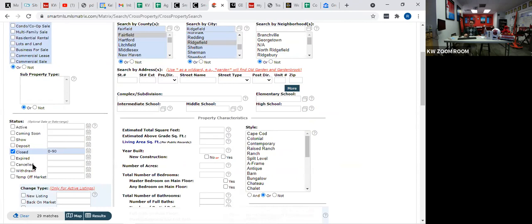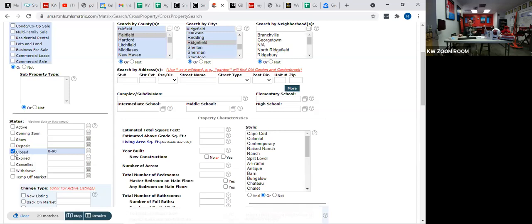29 divided by 3 is 9 2/3, right? 9.67 homes per month. So again, that's the quick calculation for absorption rate. So in the $600,000 to $800,000 price category in Ridgefield, in the last 90 days, we have an average of 9.67 homes being absorbed every single month.